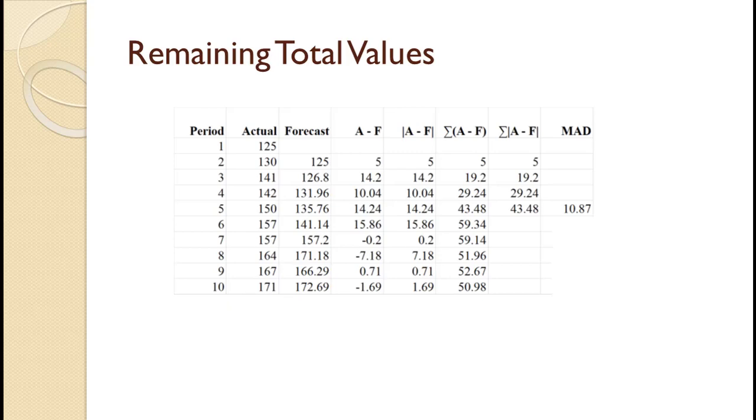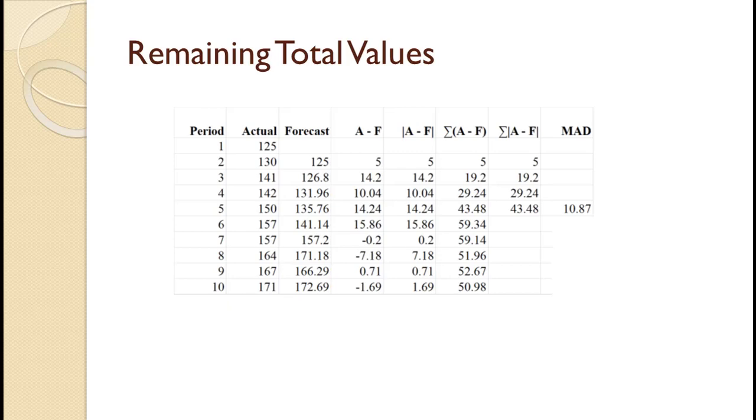For period 6, the actual of 157 minus the forecast of 141.14 equals 15.86. The absolute value is 15.86. The cumulative A-F equals 43.48 plus 15.86 equals 59.34. For period 7, the actual of 157 minus the forecast of 157.2 equals negative 0.2. The absolute value is 0.2. The cumulative A minus F equals 59.34 plus negative 0.2 equals 59.14.